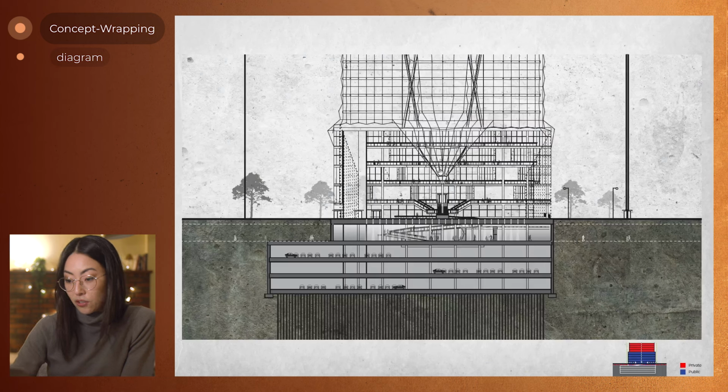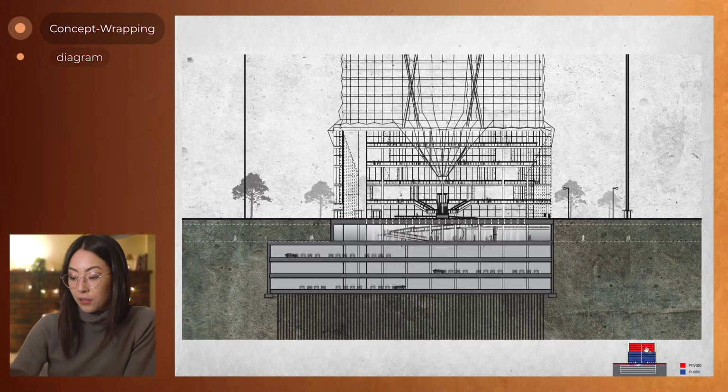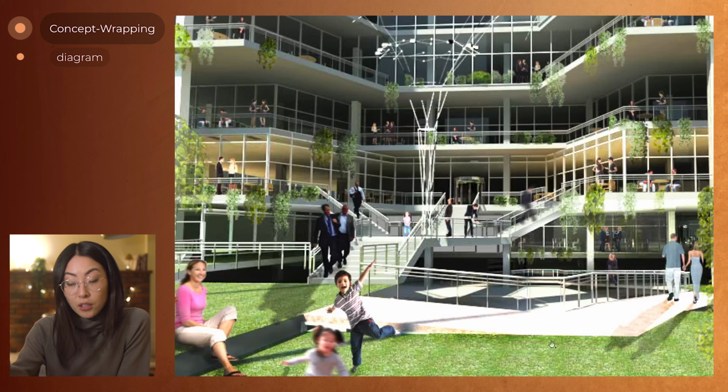And then on the next page, I'll have another section, another orthographic drawing. But I will have another diagram showing how the building is connected to the network on the ground, on the basement level, and how the public and private are intermingled together. And then on the next page, I'll have a rendering of the garden space.